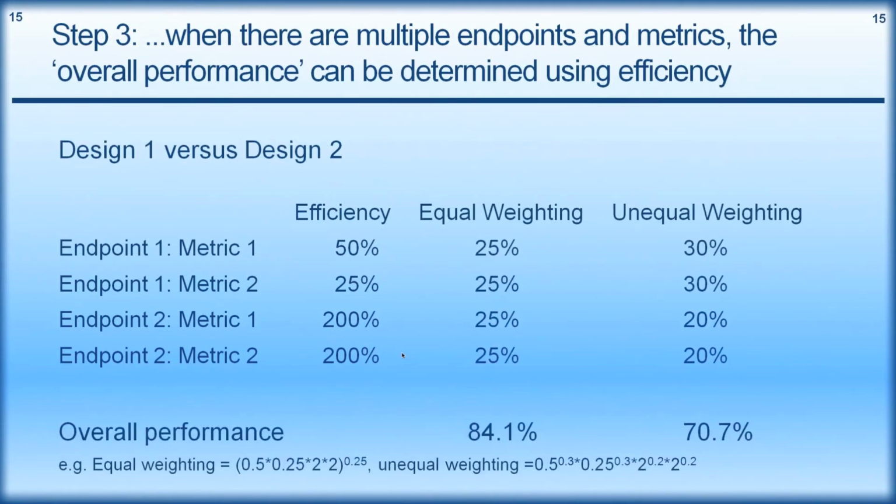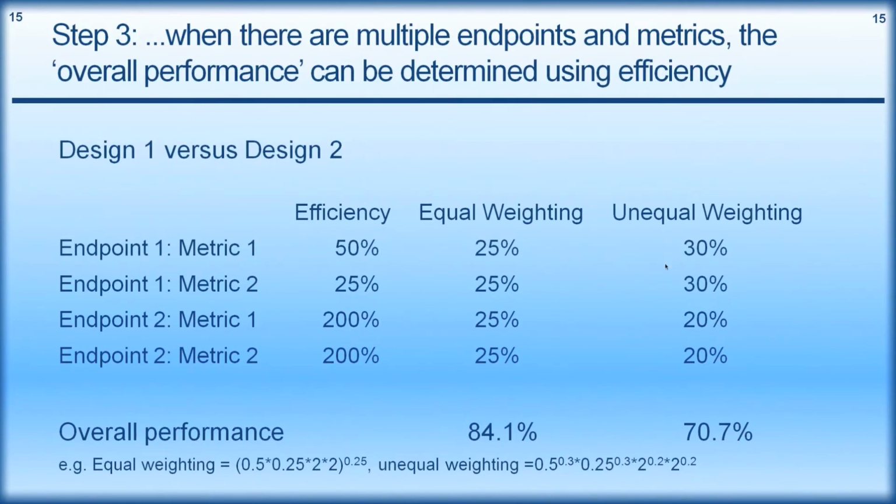So we can think about, well, how would we calculate an overall performance here? Because if we're trying to rank the designs across both the endpoints and the metrics, we need to come up with perhaps a single number. And we can think of an equal weighting here where all 4 of these are considered equally important. And we come up with an overall performance here of 84%. And it's essentially just a geometric mean.